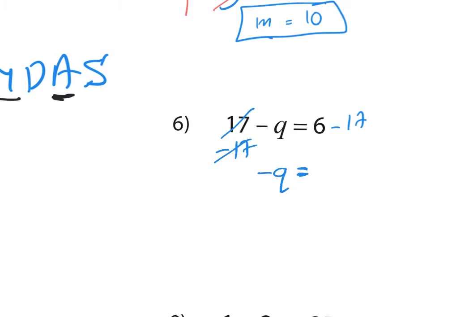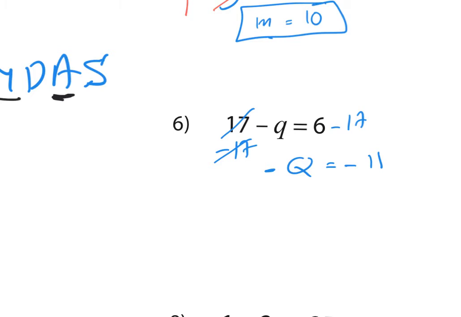You know what? I hate that, so let me make it a capital letter here. Capital Q equals 6 minus 17. I don't want it to be confused with a 9. So 6 minus 17, that would be negative 11. 6 take away 17 would be negative 11.